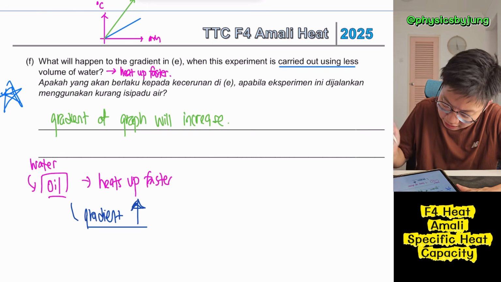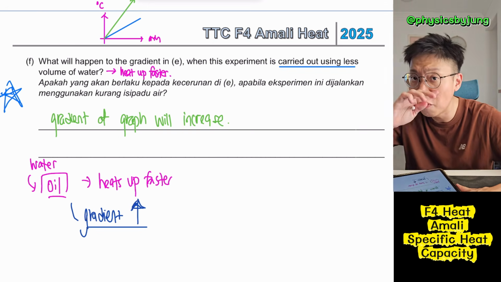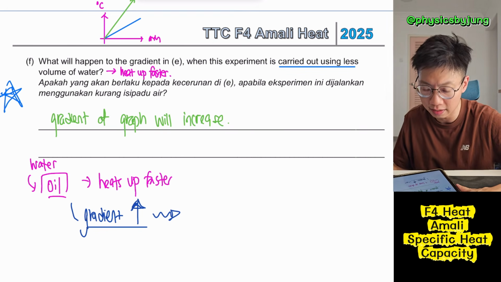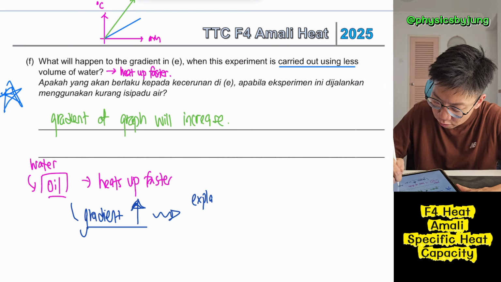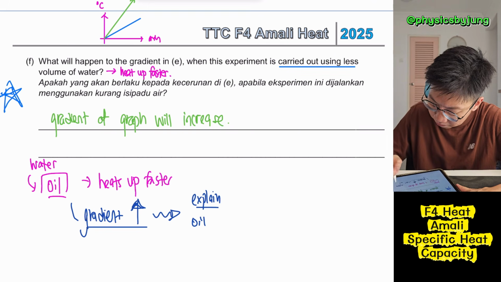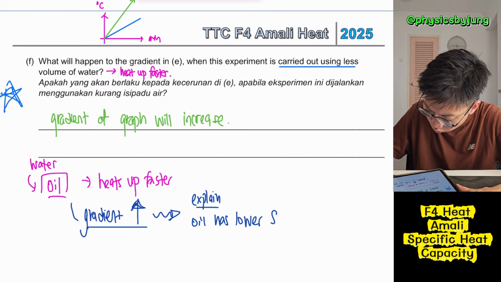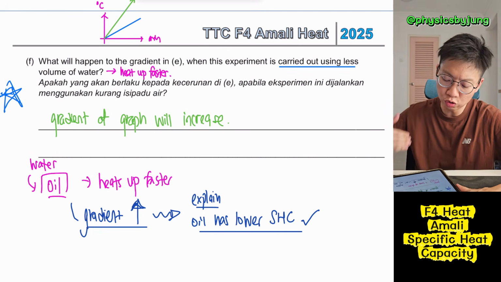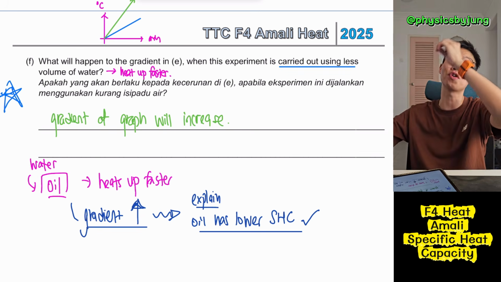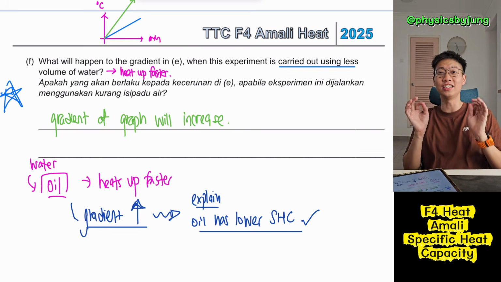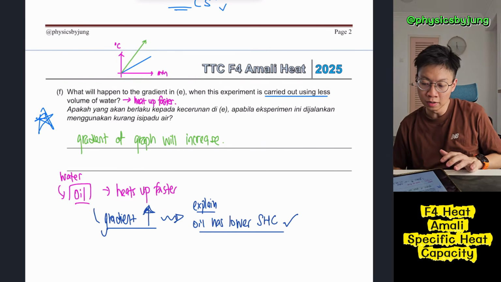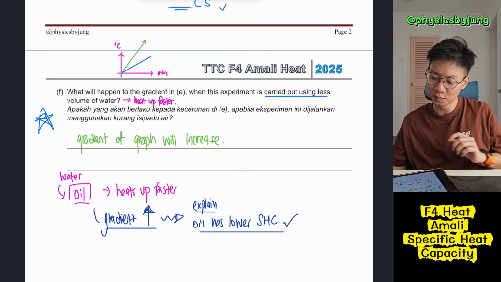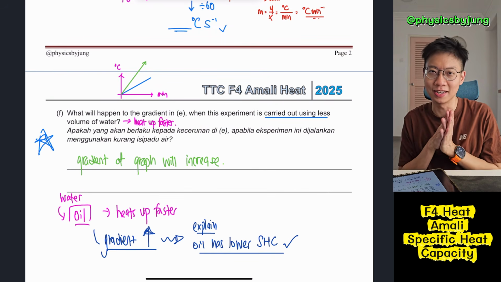So as the gradient of the graph goes up, if they ask you to explain why, you can say because oil has lower specific heat capacity. So it uses less energy to heat up, so it will heat up faster. So this is actually a very good answer. This is the quality of answers that we want for a very typical practical question.